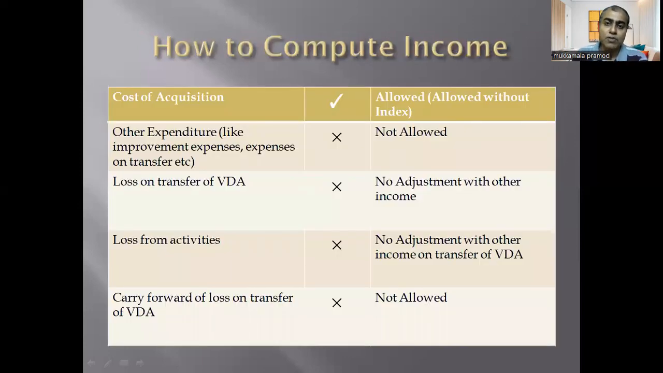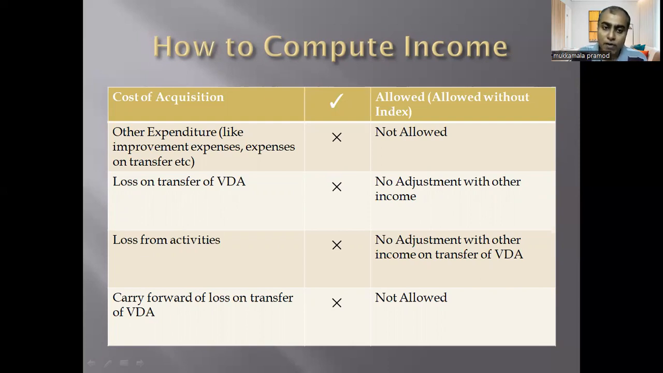So how do you compute the income from a virtual digital asset sale? Here, for this sale transaction, we have only one possibility, which is considering the cost of acquisition. The cost of acquisition is allowed without indexation. But other expenditures like improvement expenses or expenses in case of transfers are not allowed to be deducted from the gains.